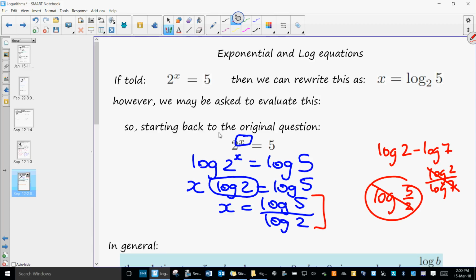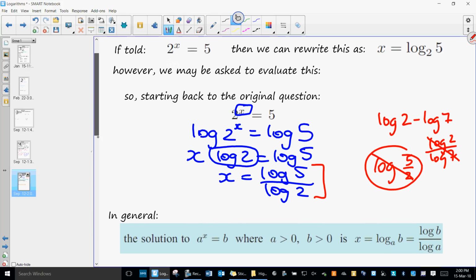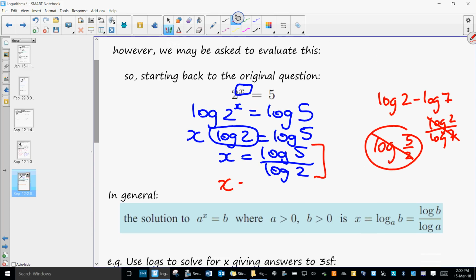So has anyone got a calc that they can do that for us? Where's log? It's the word log. Oh, wow. I found it. Thanks. Log.